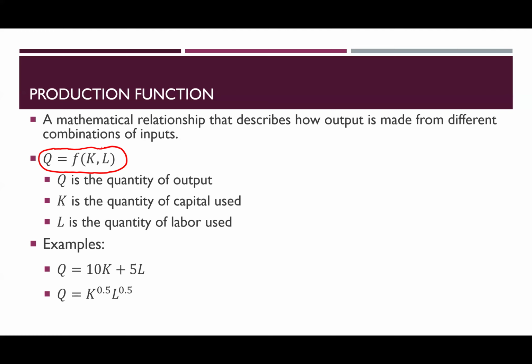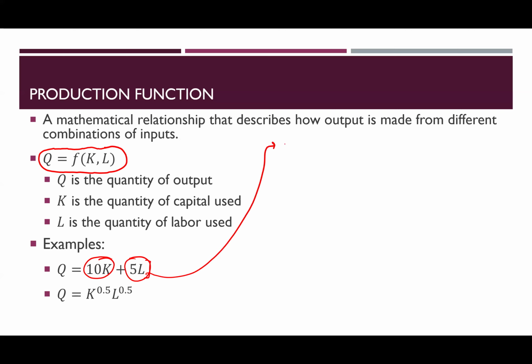So the first one we have is quantity of output equal to 10 times the amount of capital used plus 5 times the amount of labor used. In this production function here, capital and labor are substitutes. You can produce output with either just capital, just labor, or a combination of both.